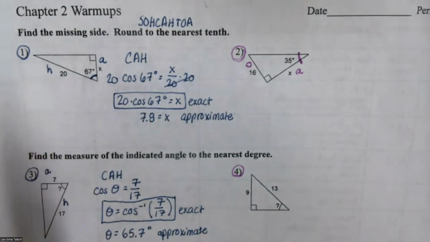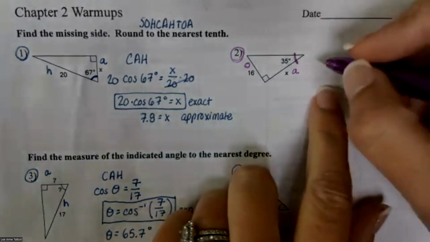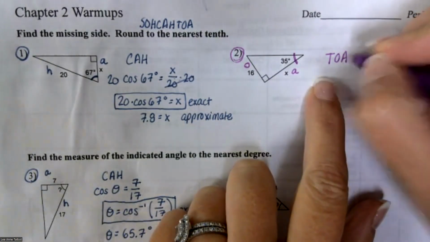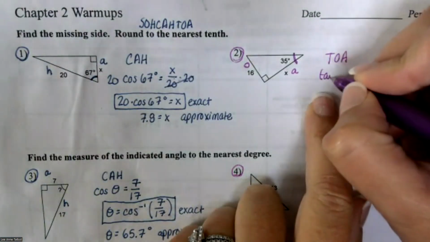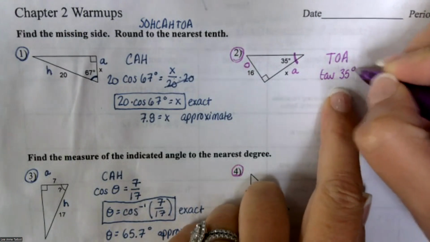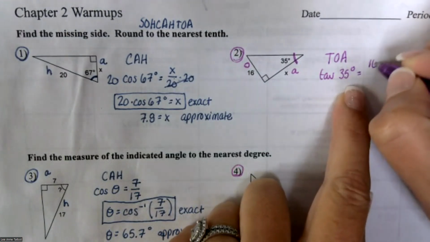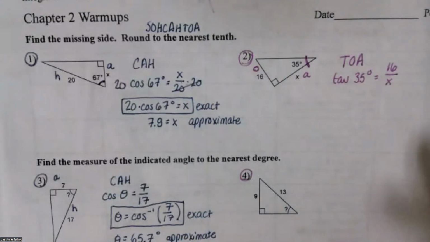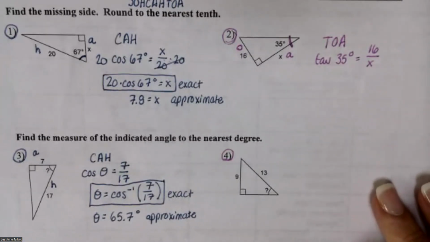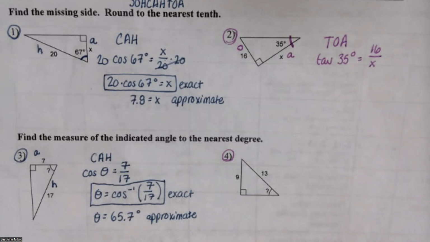Which trig function is O and A? TOA, tangent, right? Tan 35 degrees equals opposite over adjacent. I'm really glad that we had one of these because I don't know that we've done one yet that has x on the bottom. You guys probably have in your homework, but maybe not in class.